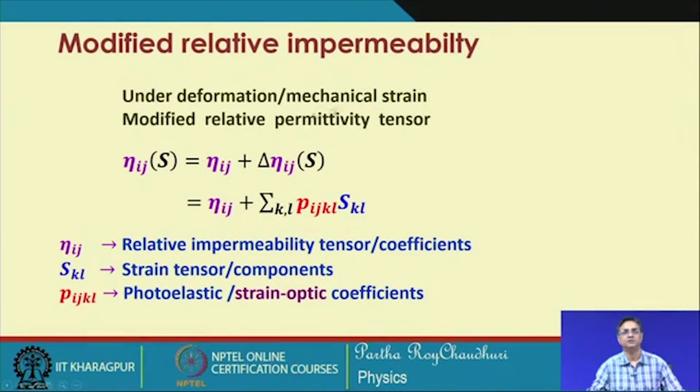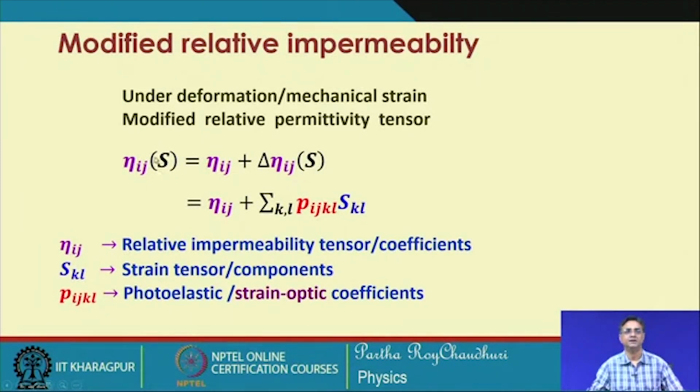So, under deformation or this mechanical change, the modified relative permittivity tensor is given by this, where this is the impermeability in presence of the strain, this is the impermeability without strain, and this is the strain induced change in the impermeability, which can be represented by this tensor, that is p_ijkl S_kl. So, this is different from the one which we have discussed in the case of electro-optic effect. This tensor is called the strain optic tensor.